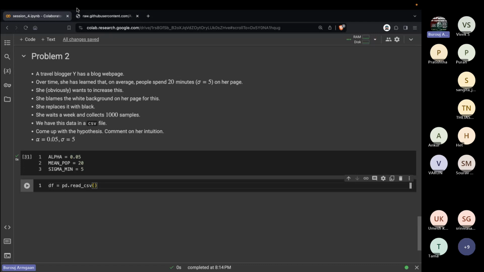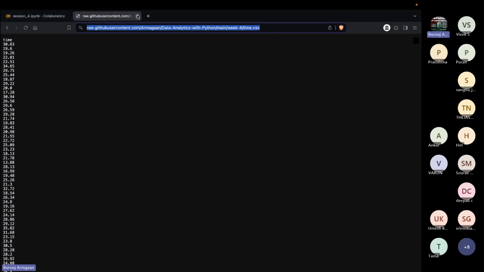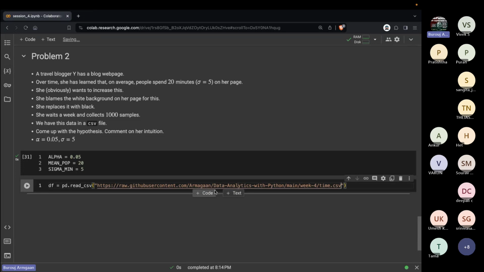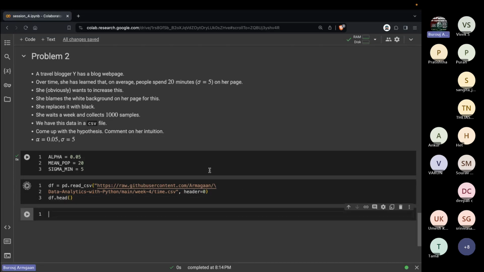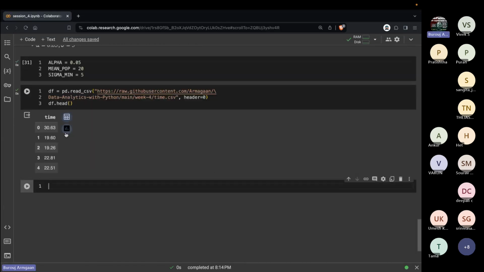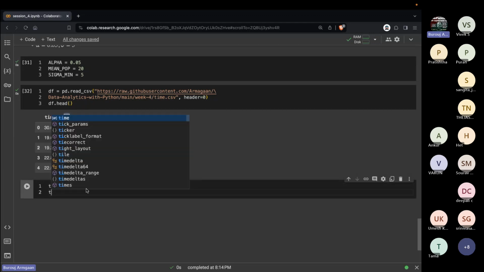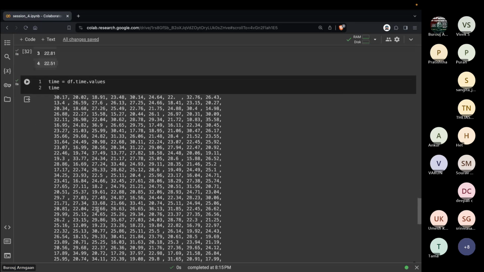So CSV, we take this URL, we paste it here, and we say header is 0, and we say df.head. So we only have one column, and that is of type float. So we can just convert it to a numpy array. Let's say time is equal to df.time.values, and we can see how it looks. Okay, so we have an array.